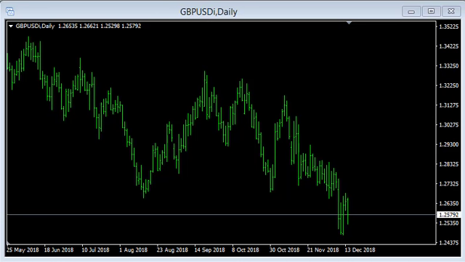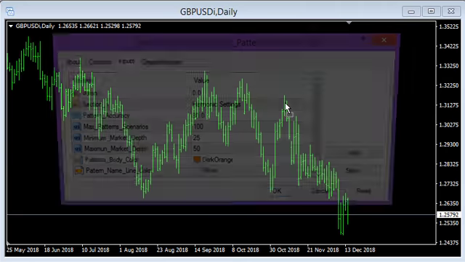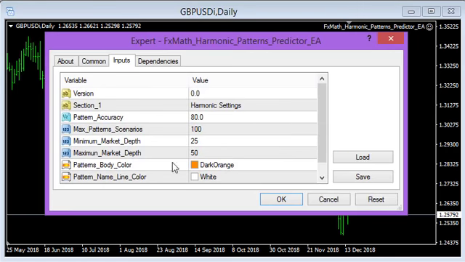So what I'm going to do is load the software on here real quickly and show you there's not a lot that you need to worry about with it. In fact, much like the last one, you have a pattern accuracy default at 80. You can change that to 90 if you want. You can take it down to 60 or 50 if you want. The lower the number, the more patterns you're going to be looking at.